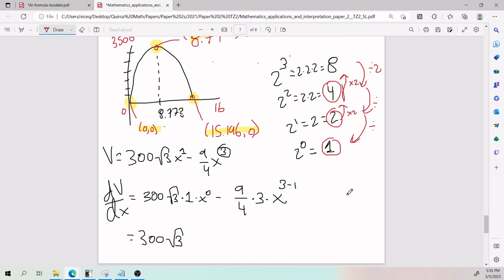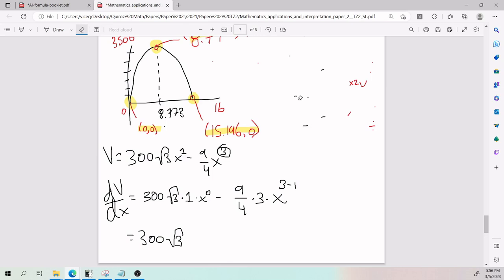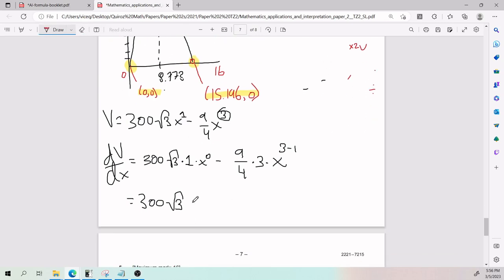The same applies for, I don't know, 3 squared. 3 squared is 9, 3 to the power of 1 is 3, 3 to the power of 0 is 1, because you divide by 3 to go down. Anyways, that's the explanation of why anything to the power of 0 is always going to equal 1. So back to the exercise at hand, the term on the left ends up like that. The term on the right ends up like this: 9 times 3 is going to be 27 divided by 4 times x to the power of 3 minus 1, which is 2.